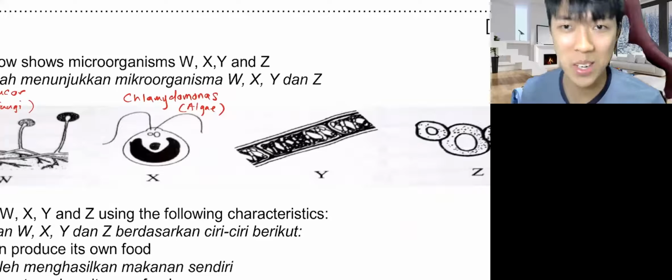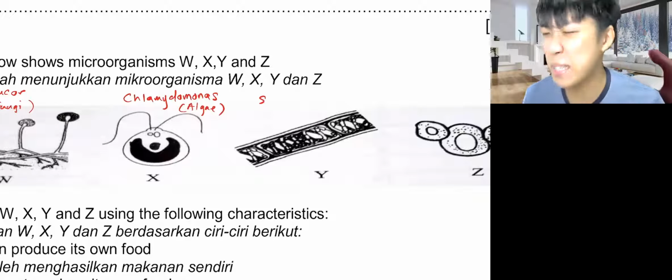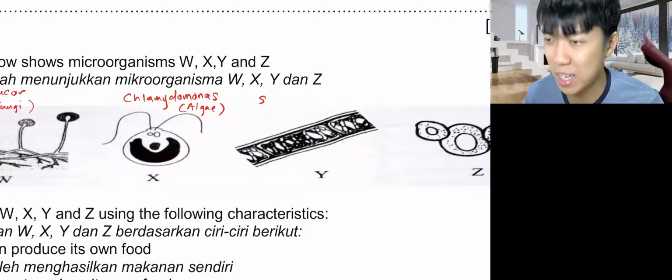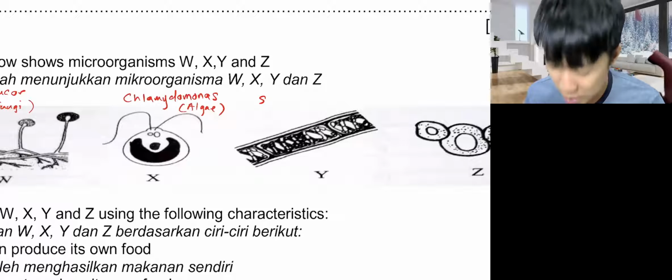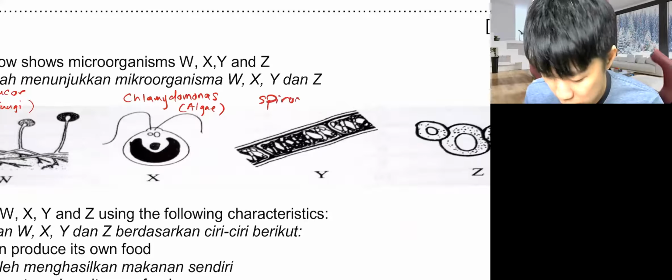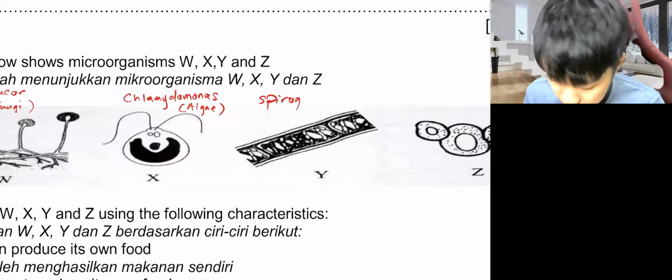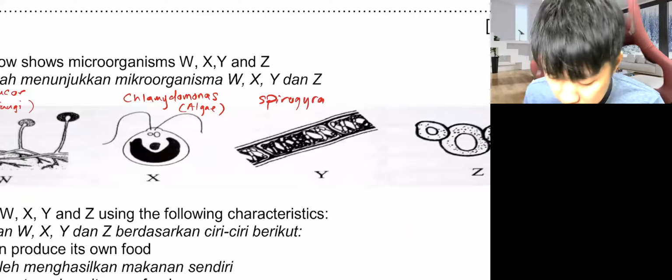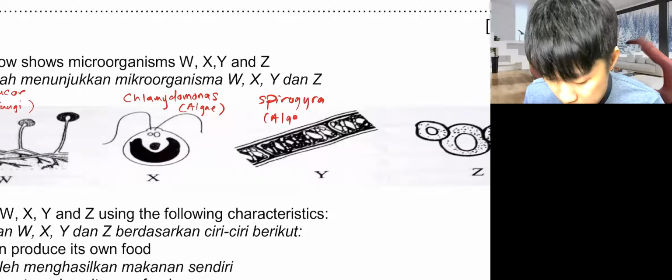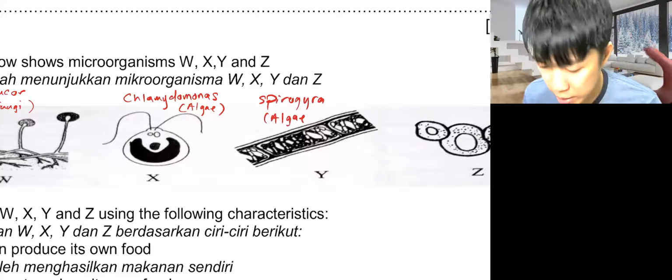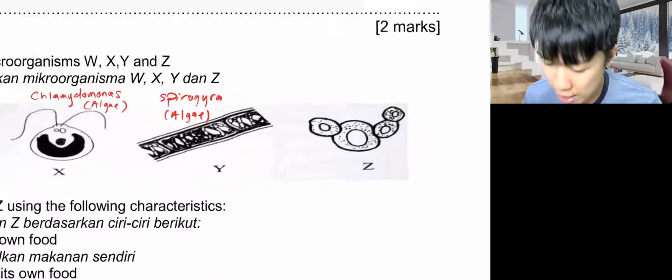Right, next one. What's this called? Wow, Nicholas comes into action, and Tom. Spirogyra. This is under algae. Okay? Algae.